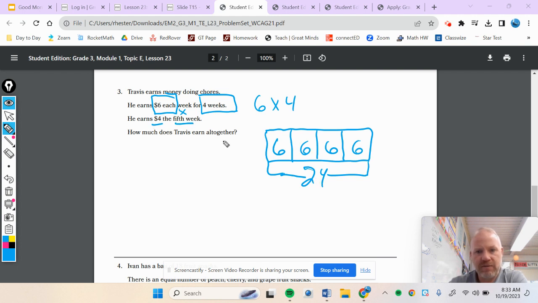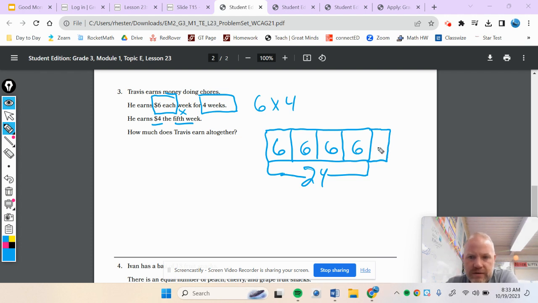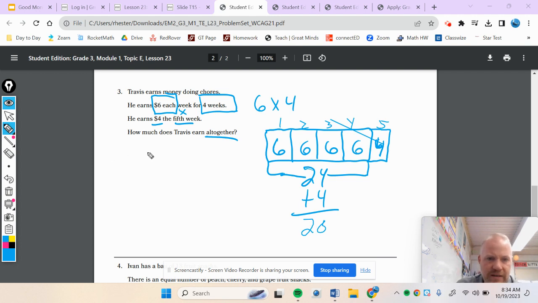Now the 5th week he earns $4. So we're kind of just adding another week here, but it's not as big as the last one because it's only 4. So we have 24 plus 4 because it wants to know how much altogether, meaning the total. This is week 1, week 2, week 3, week 4, but then week 5, remember, he only earned 4. So 24 plus 4 is 28. So Travis earned $28.